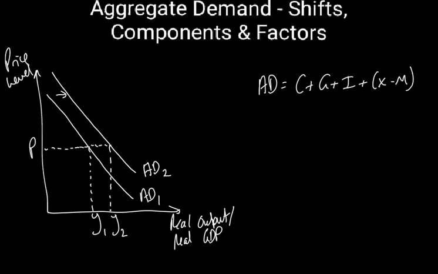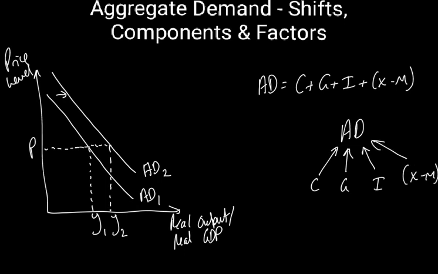So if we have a change in any of these factors which isn't the price, then the aggregate demand curve shifts. Now, the way to think about aggregate demand is to make sure that whenever you talk about aggregate demand in an exam, you don't just talk about it as changing by itself. Aggregate demand can't change by itself. It can only change when one of the components which make up aggregate demand changes. So aggregate demand can only change if one or more of C, G, I, and X minus M change.